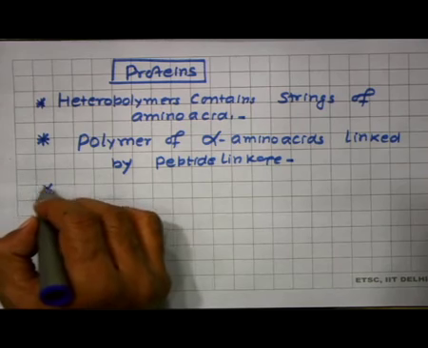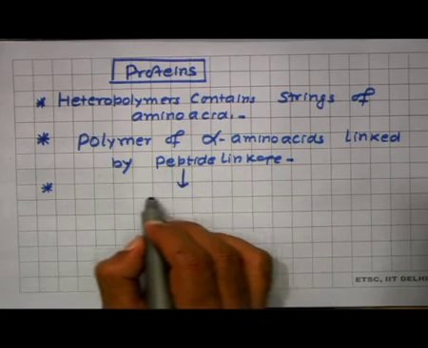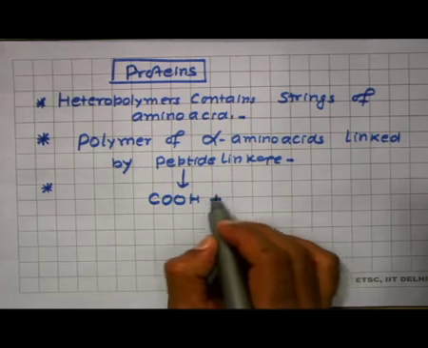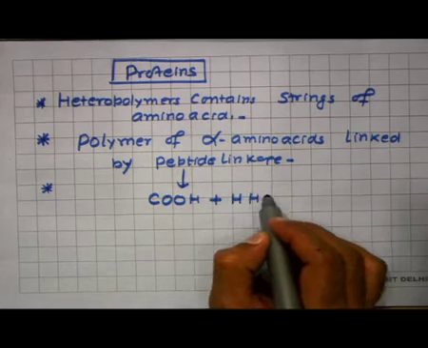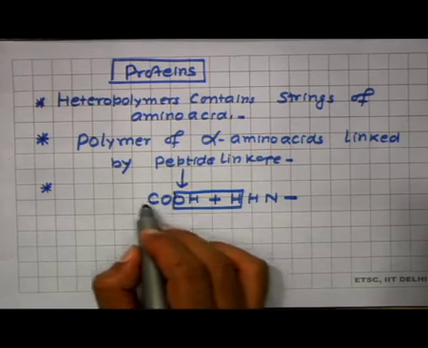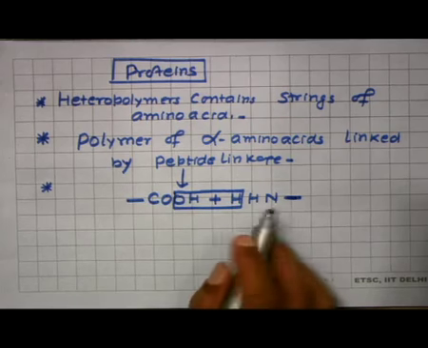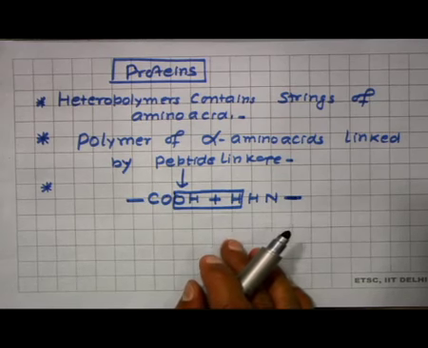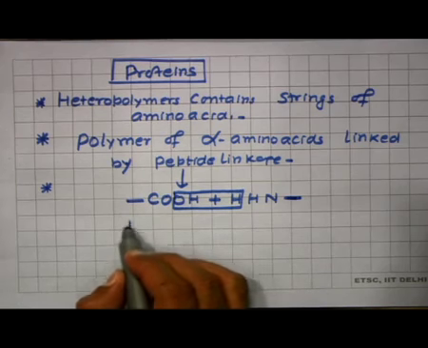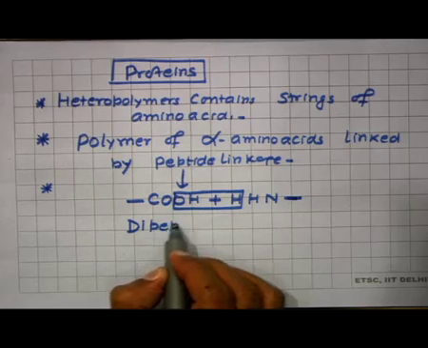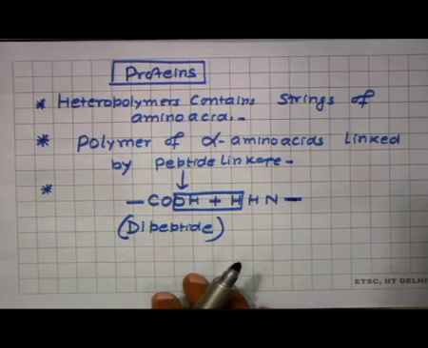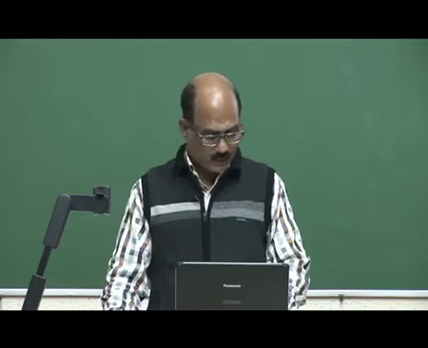As we have already seen, these peptide bonds are formed between the COOH group and the amino group. If a protein is made by only 2 amino acids, that is called a dipeptide, because in the formation of a dipeptide only 2 amino acids are involved.